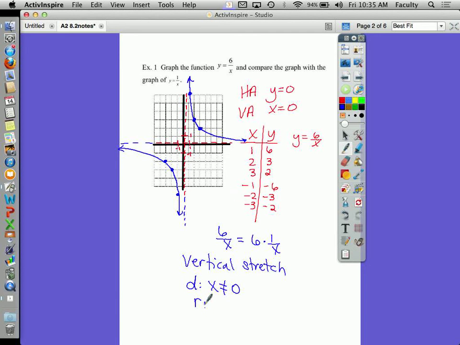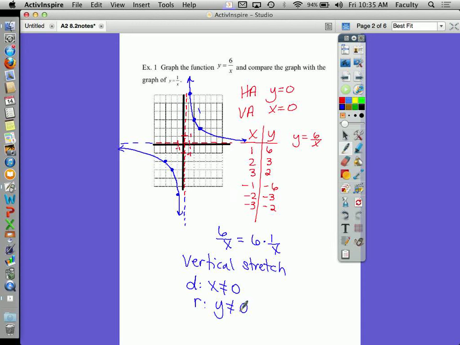Now the range are the y values. This is going down to -infinity, but it comes up and it doesn't touch y is 0. And then here it's up to +infinity and it comes as close to 0 without touching it. So the range is all real numbers except 0.